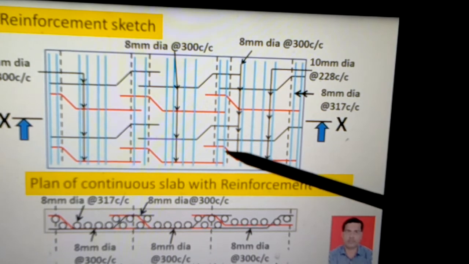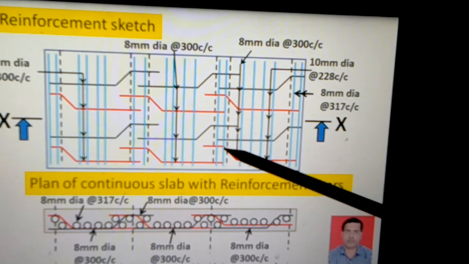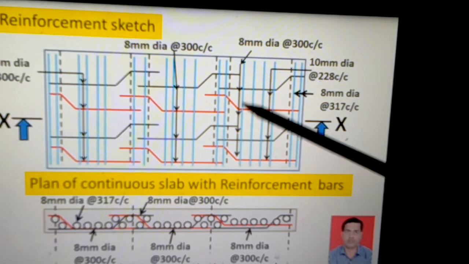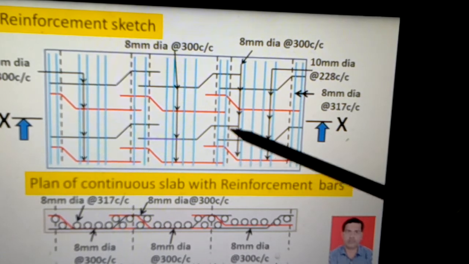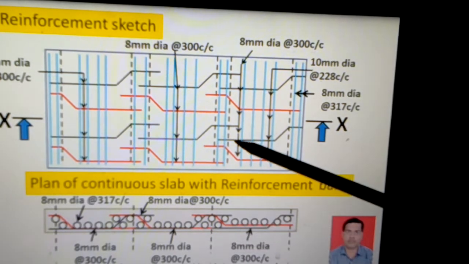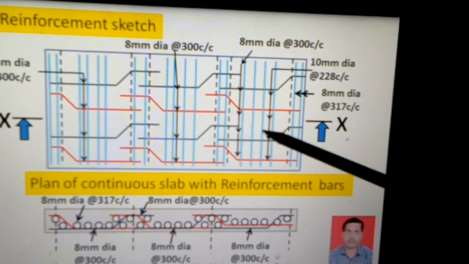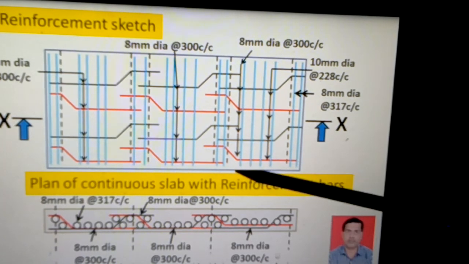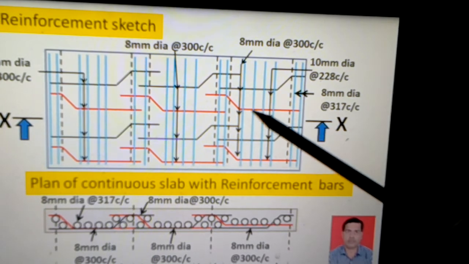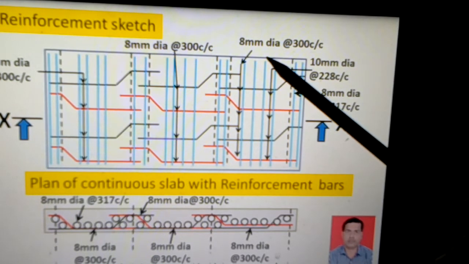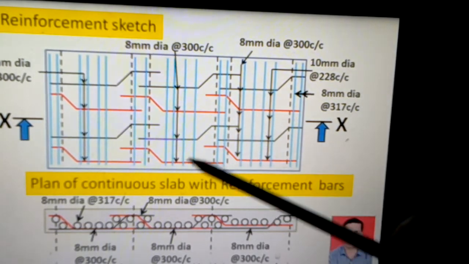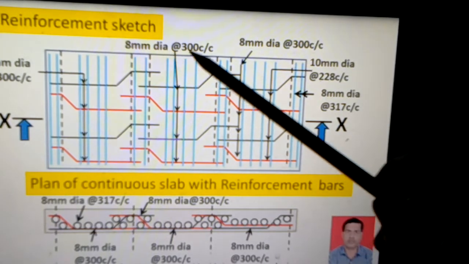If you see this support, one bar is bent up here, another bar is at the bottom of the support, next bar is coming on the top of the support. So at every point you can see on the support alternate bars are bent up and alternate bars are at the lower portion of the slab. So in each span the reinforcement and the placement of the bars are ensured like this. You can see here in the mid span area all bars are there. So this is 8 mm diameter bar at 300 center to center. In this span also the bars in the mid span area is 8 mm dia bar at 300 center to center.